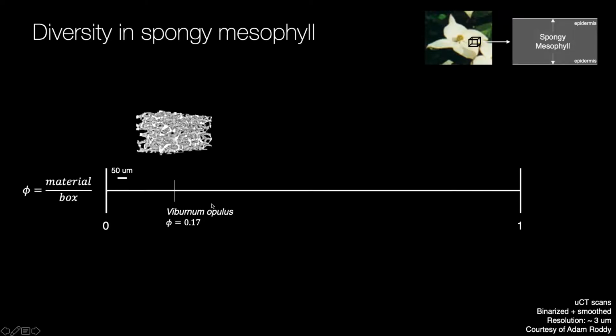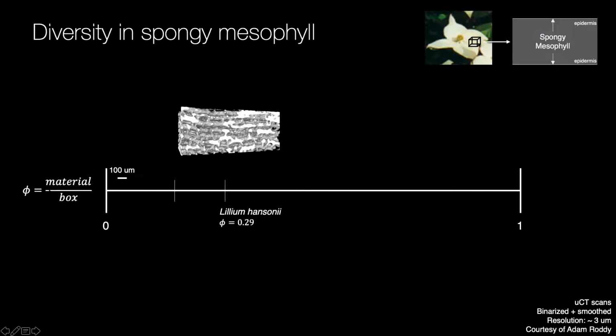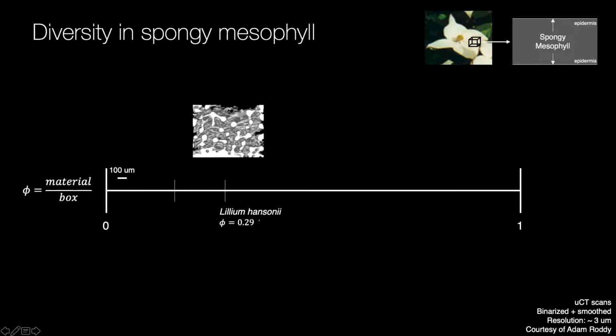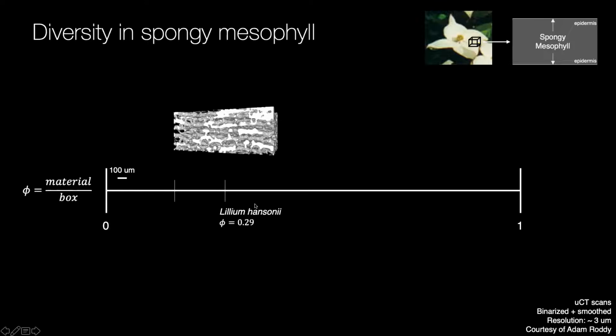But this is not the only way that a flower can solve the constraints that I was just talking about. Also, we can sort these things by packing fraction, which is just amount of cell material divided by the size of the sample volume. So if we look at a slightly different species that has a little bit denser packing, it looks totally different.